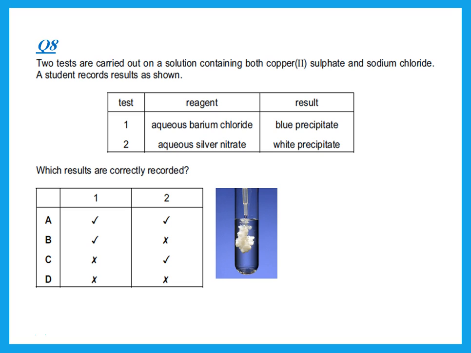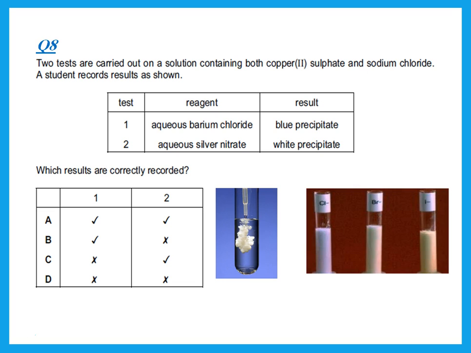So test 1 is wrong. I am adding barium chloride to something that has sulfate. I should get a white precipitate, not blue. Then test 2, he added silver nitrate. Again, silver nitrate is a test for what? It's a test for chloride, bromide, iodide. Which one do I have? I have sodium chloride. That means I should get a white precipitate. So that result is correct.